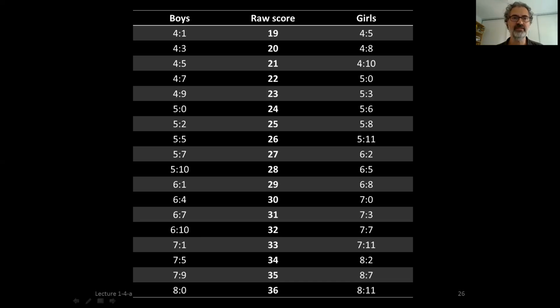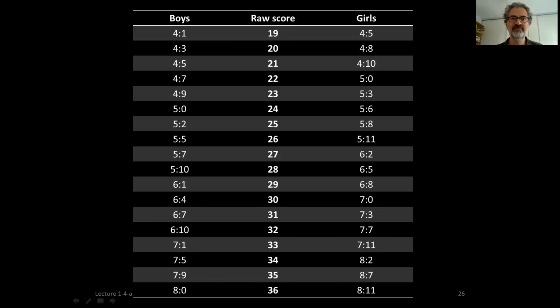And we can see, for example, that a raw score of 20 is the average expected for boys of 4 years, 3 months old, but for girls at 4 years, 8 months, and an average score of 30 is expected for boys of 6 years 4 months, but girls at 7 years. Other than that, we see that scores increase with increasing age, which is a necessary feature of any adequate test.